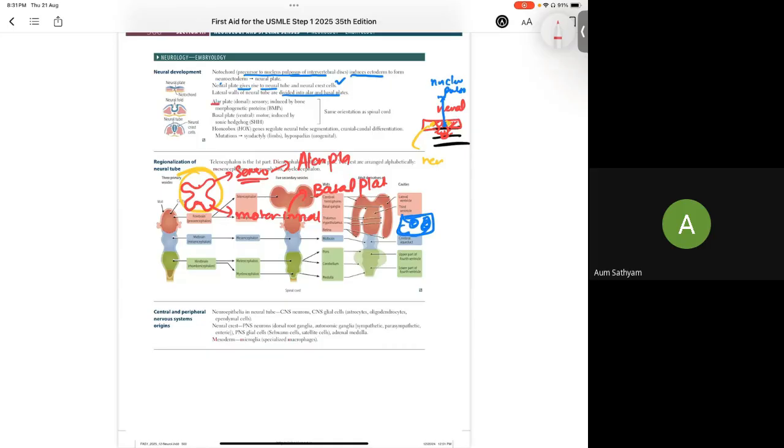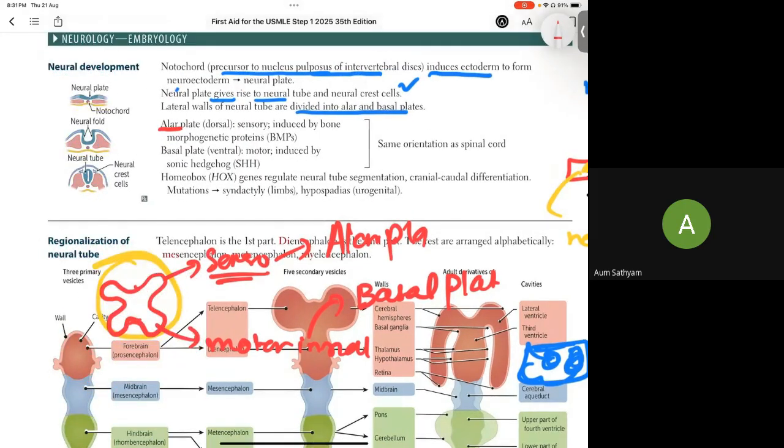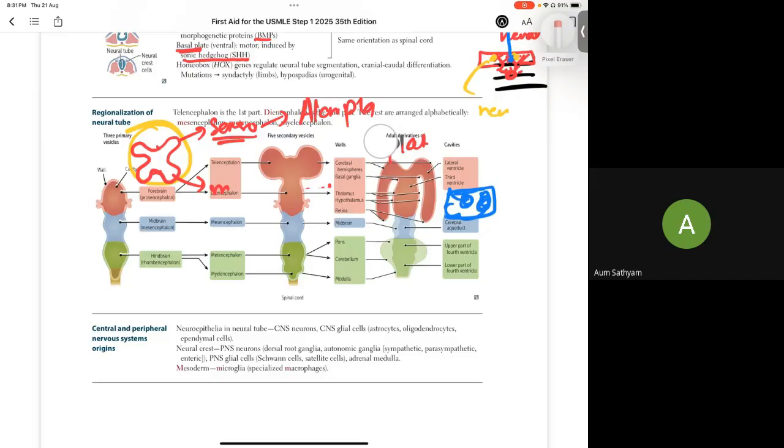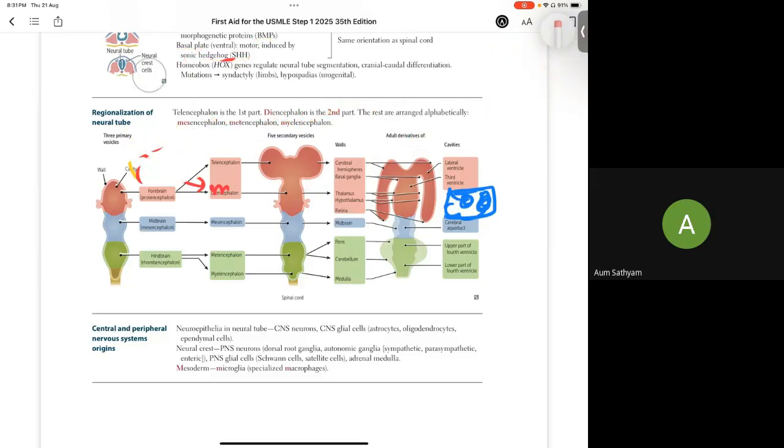So you can see the alar plates give rise to the sensory part. It is induced by a factor known as BMP, that is bone morphogenetic protein, which differentiates the lateral aspect of your neural plate into alar plate, right? And for the basal plate, SHH, that is sonic hedgehog gene, induces differentiation of the lateral aspect of your neural plate into the basal plate, and in the end it gives you the motor anterior horns, right? Is it clear? Okay, so you can just read it from First Aid.